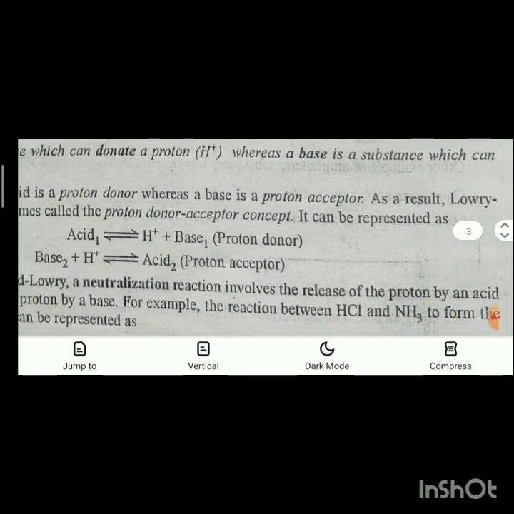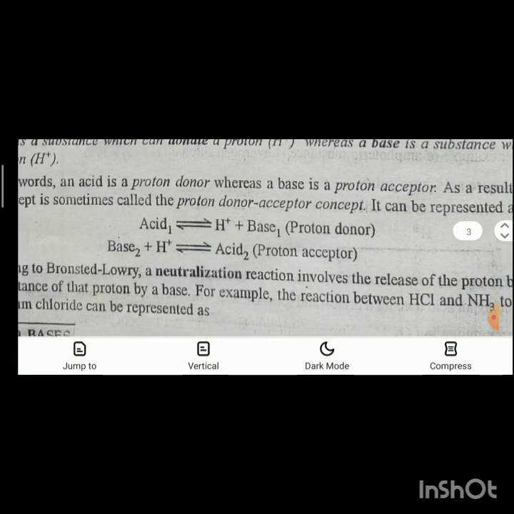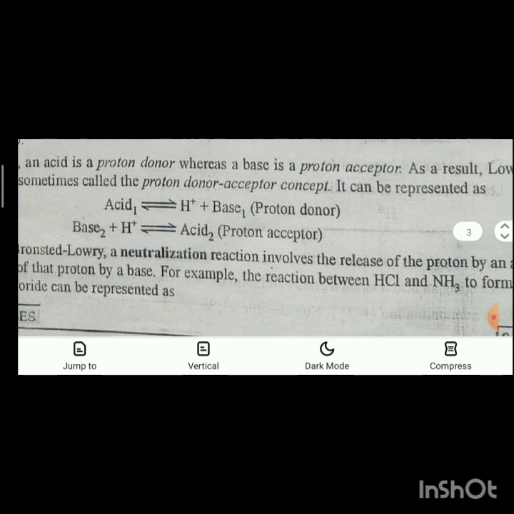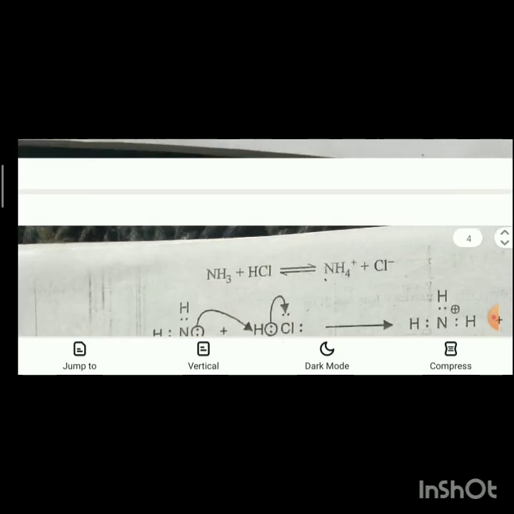It can be represented as acid 1 is in equilibrium with H+ plus base 1, proton donor. Base 2 plus H+ is in equilibrium with acid 2, proton acceptor. According to Bronsted-Lowry, a neutralization reaction involves the release of the proton by an acid and the acceptance of that proton by a base. For example, the reaction between HCl and NH3 to form the salt ammonium chloride can be represented as NH3 plus HCl is in equilibrium with NH4+ plus Cl-.